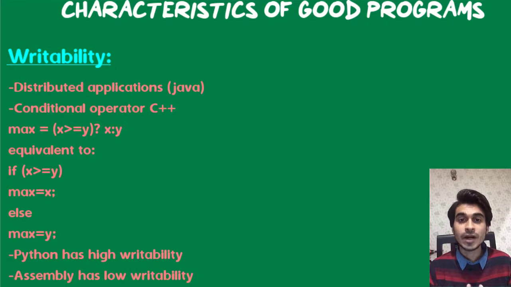Next, we will discuss writability. So writability means with how little effort you can perform big tasks, or with how few lines of code you can go on to perform large operations. We know that Python is an incredibly writability-friendly language. You can write small lines of code in Python to perform really large tasks.